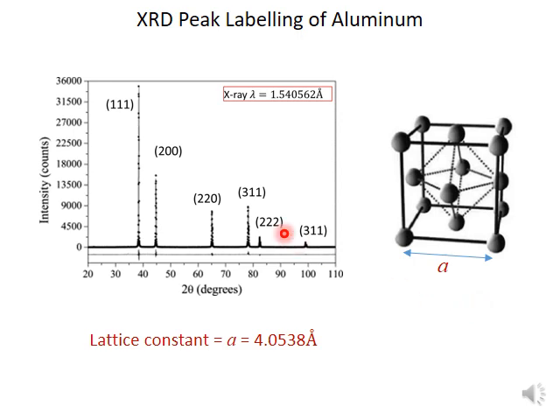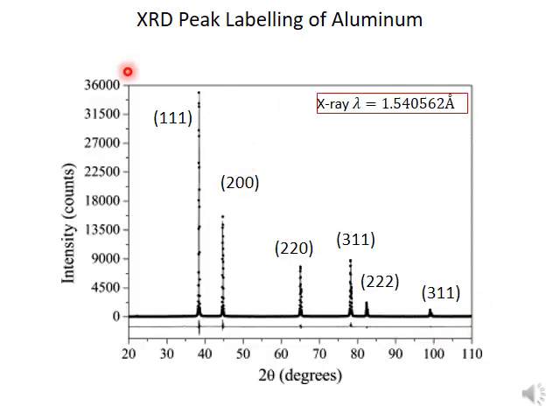So once you do this peak labeling, another important aspect of these peaks is not only the angle but also the intensities. The intensities also carry valuable information and can be used to identify specific crystal structures, because in some cases it might not be easy to identify the crystal.